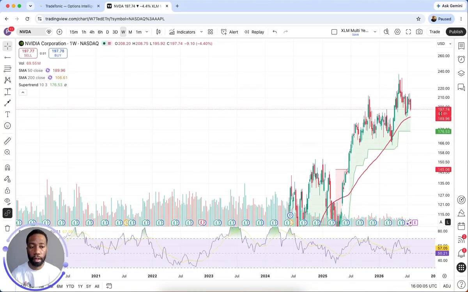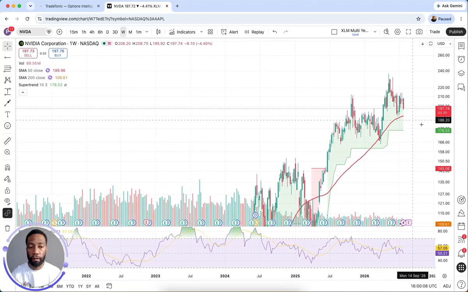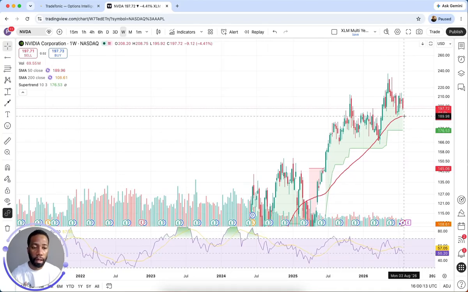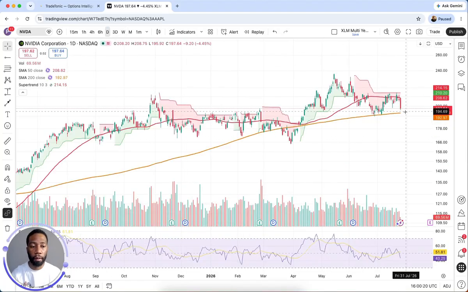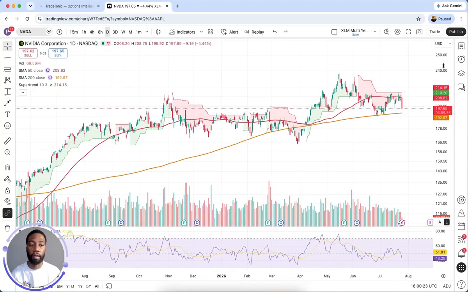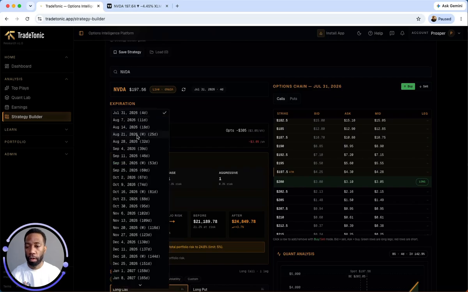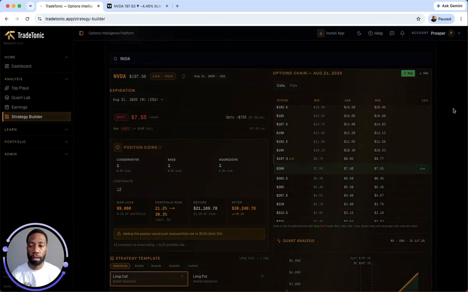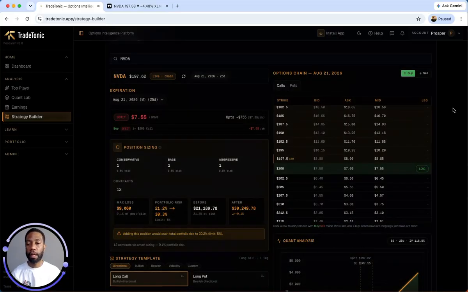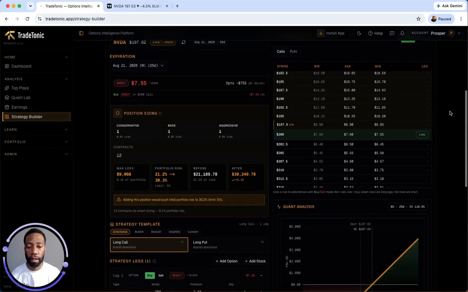It looks like it wants to at least hit the 50-day moving average, and if that doesn't hold, then Nvidia could potentially touch 176. But I think we're going to get a bounce here around 190 or so, right? So in the very short term, this 200-day moving average could serve as support. So we want to keep that in mind, right? So if we go take a look at Nvidia, and we'll do the August 21 strikes, which is about 25 days out, we're going to see if we can find a collar strategy, a bear put spread strategy, or a protective put strategy that makes sense for Nvidia.